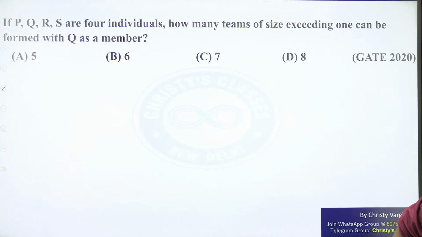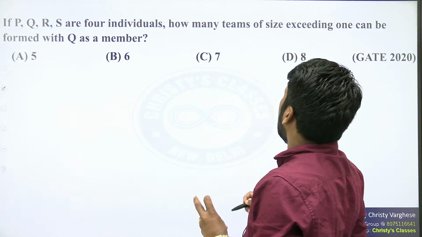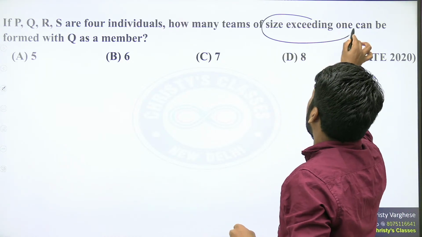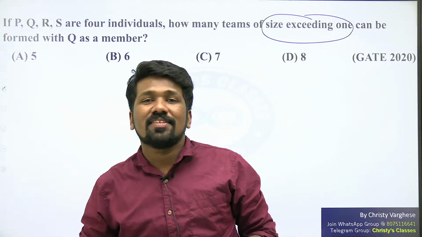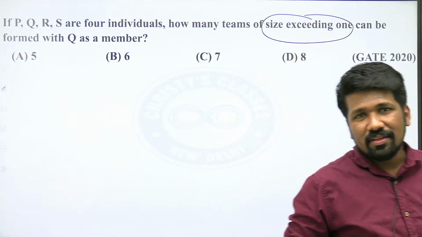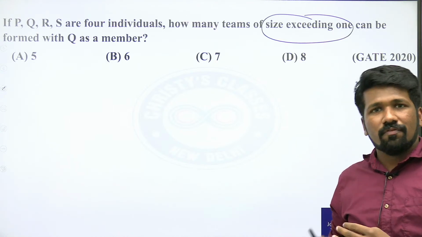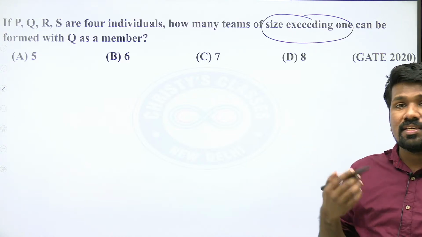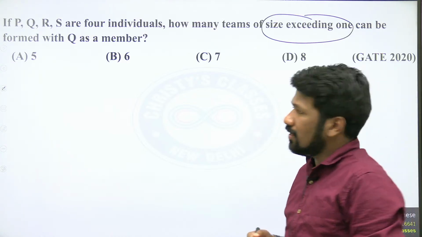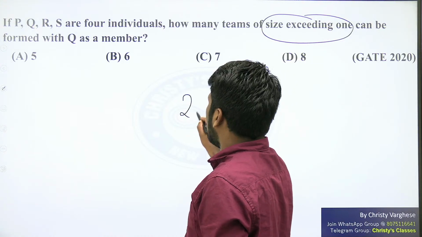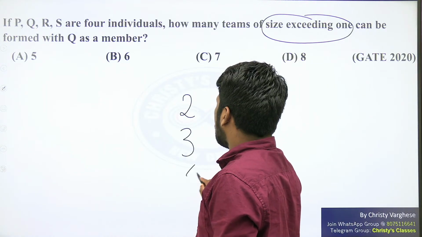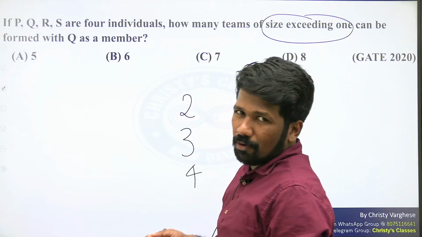Okay, so I'll explain. So if P, Q, R, S are 4 individuals, how many teams of size exceeding 1? Some of you were asking, at least 1 comes, what happens? In all the previous questions, it was clearly mentioned what the size is, if it is 2 or 3. But here size exceeding 1 means there are different possibilities. That is, a 2 people team is okay, a 3 people team is okay, a 4 people team also is okay. Total 4 people only are there.